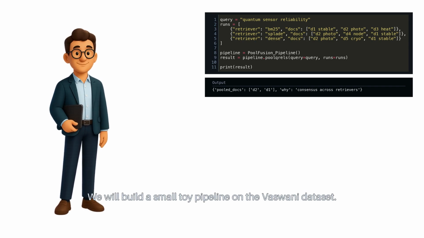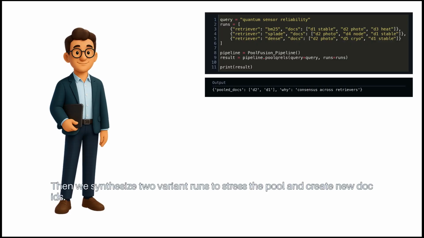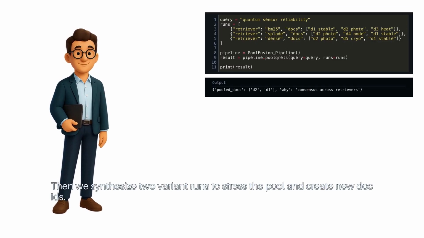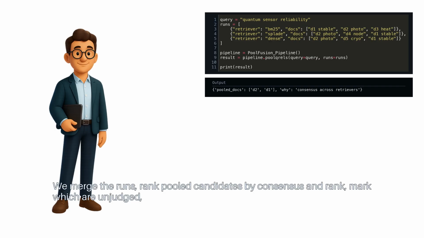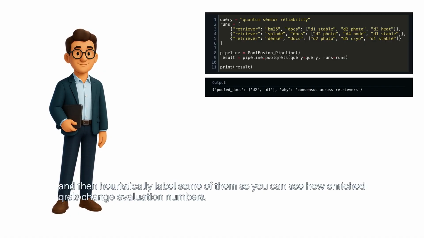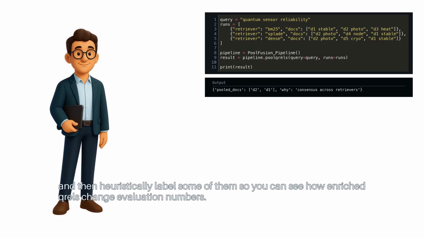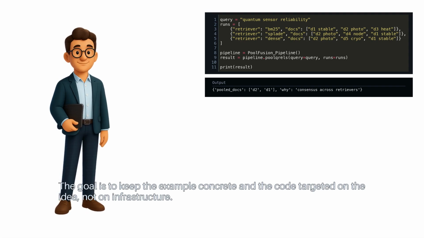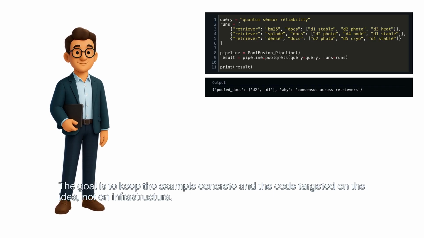We will build a small toy pipeline on the Vaswani dataset. First, we seed a BM25 run to produce baseline candidates. Then we synthesize 2 variant runs to stress the pool and create new doc IDs. We merge the runs, rank pooled candidates by consensus and rank, mark which are unjudged, and then heuristically label some of them so you can see how enriched Qrels change evaluation numbers. The goal is to keep the example concrete and the code targeted on the idea, not on infrastructure.